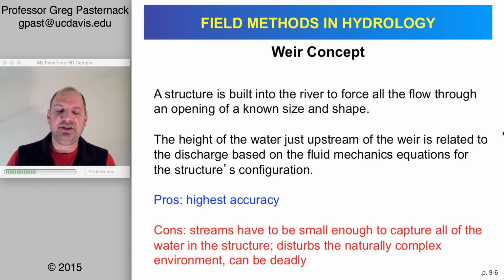The advantages of a weir is that it's the highest accuracy method that's available. You're typically talking about having accuracy of 0.5 to 2% error, so that's really high. The disadvantage is in order to build something into the river, it either has to be a pretty small river or the need for measuring that in a large river is so great that you're willing to do it.